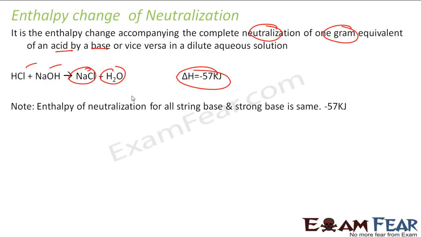There is something special to note here, that enthalpy of neutralization for all strong base and strong acid is always minus 57 kilojoule. That's an interesting point to know. Experimentally, they have found that the enthalpy change for neutralization for all strong acid and bases is minus 57 kilojoule.